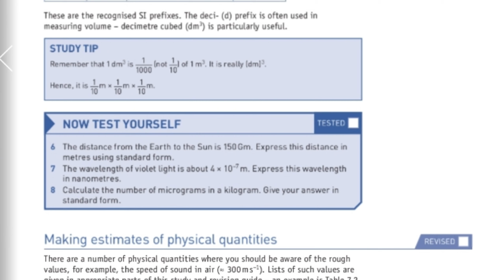6. The distance from the Earth to the Sun is 150 gigameters. Express the distance in meters using standard form. 7. The wavelength of ultraviolet light is 4 times 10 to the power negative 7 meters. Express this wavelength in nanometers. 8. Calculate the number of micrograms in a kilogram. Give your answer in standard form.